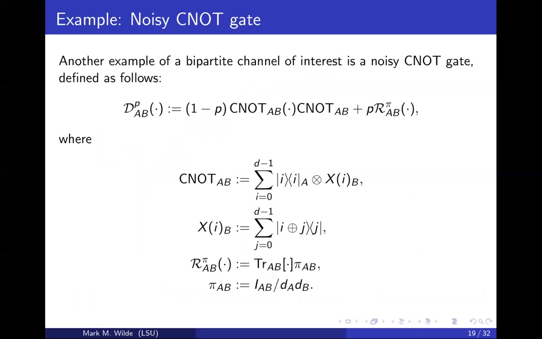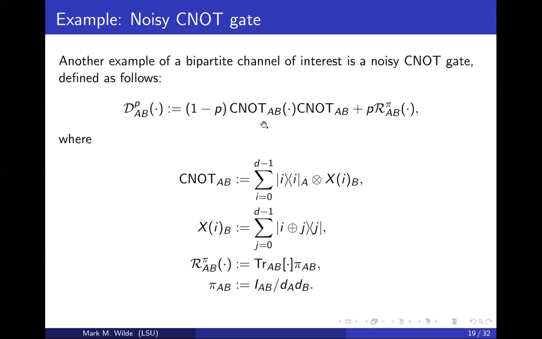Another example of interest is a noisy CNOT gate. The CNOT appears a lot in the context of quantum computation. This is a noisy version of it. It's saying that either you apply the CNOT with some probability, or the qubits being input get destroyed with some probability. They get destroyed and replaced with the maximally mixed state. So that's a noisy CNOT gate. And again, we can evaluate the bound for this channel.